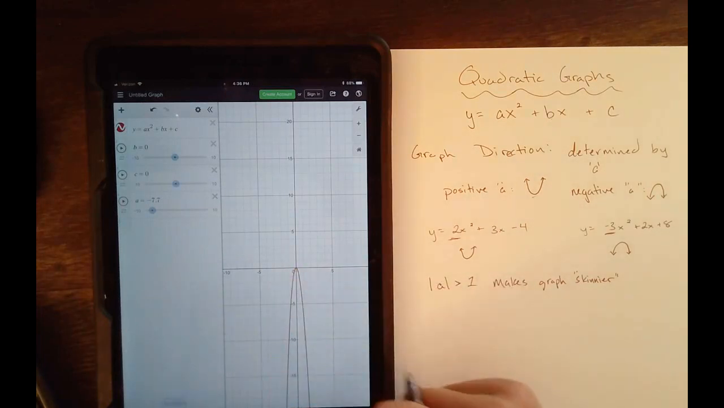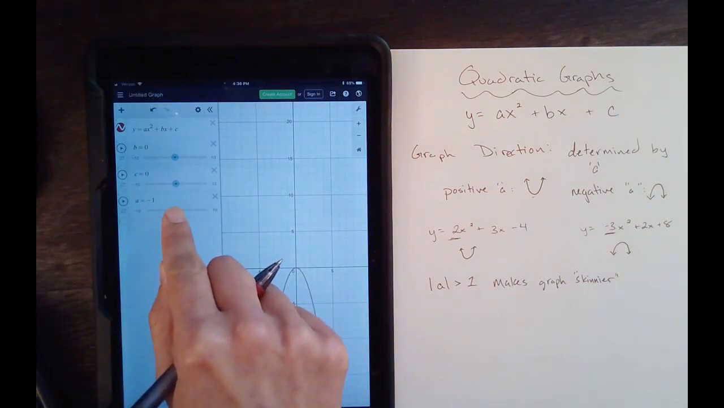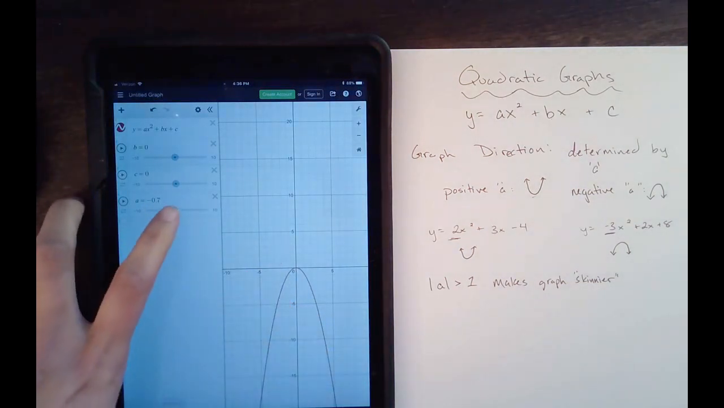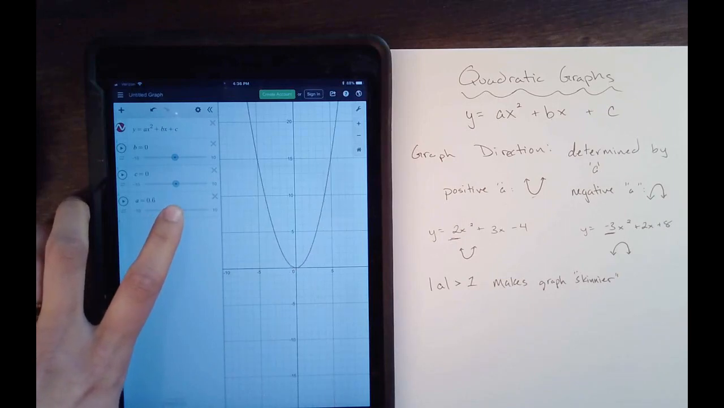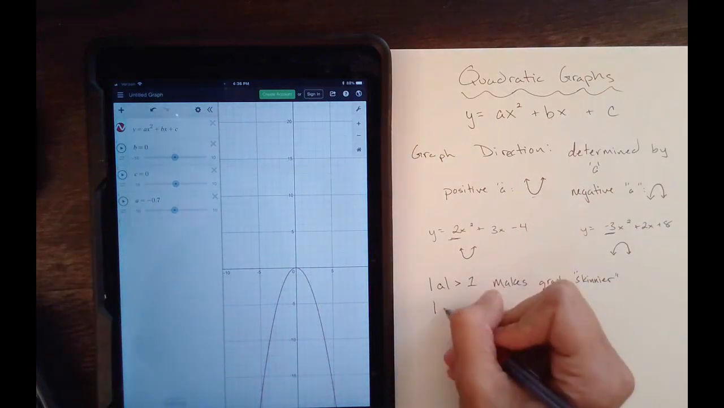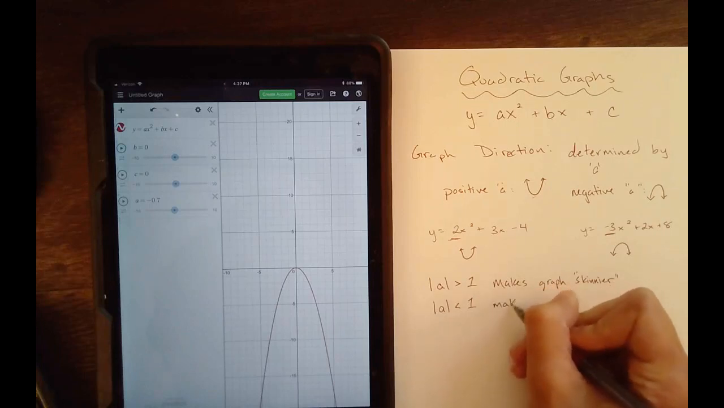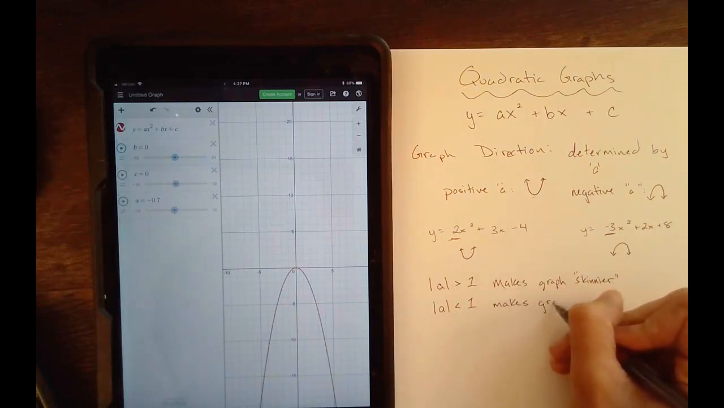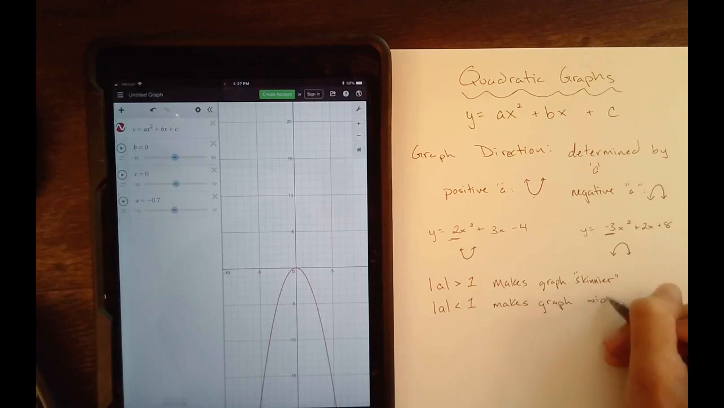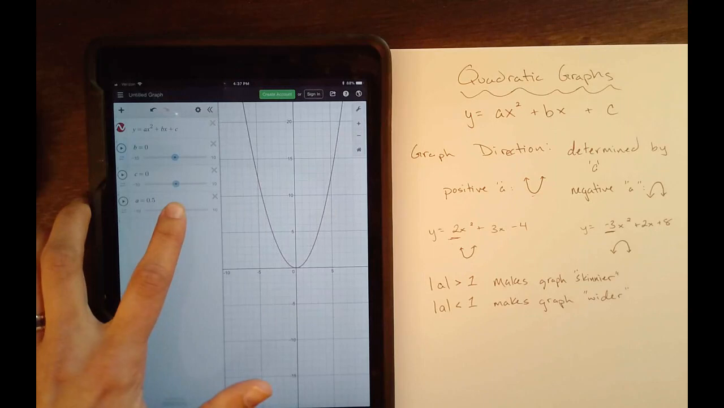It's making it steeper, so it's going to go quicker. Now, if we get between negative 1 and 1, you'll notice that's when we have wider graphs than our parent function. So for absolute value of A less than 1, it's going to make the graph wider. So that's what our A value is going to tell us about this graph: the direction, as well as whether it's going to be skinnier or wider.